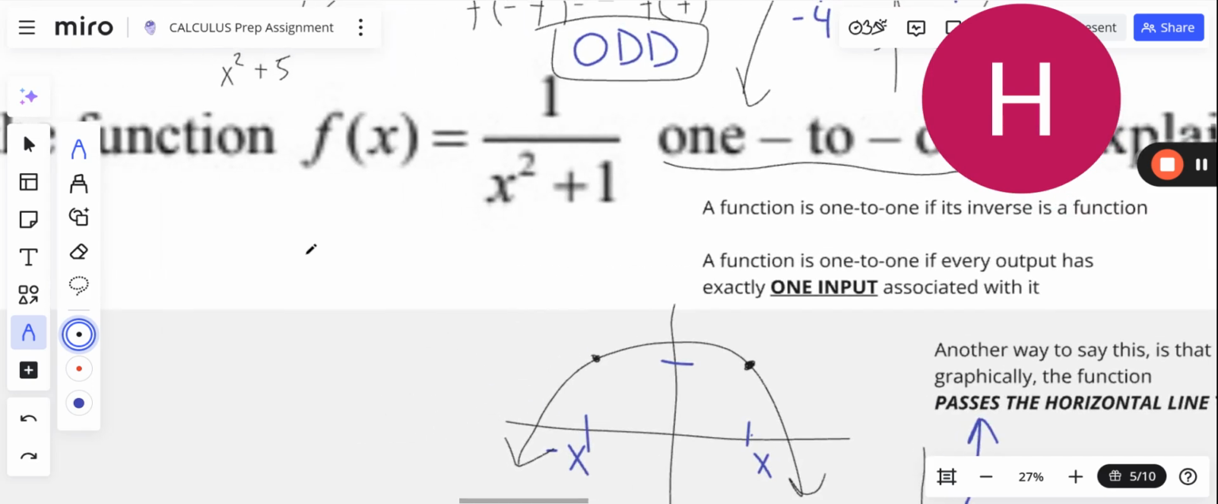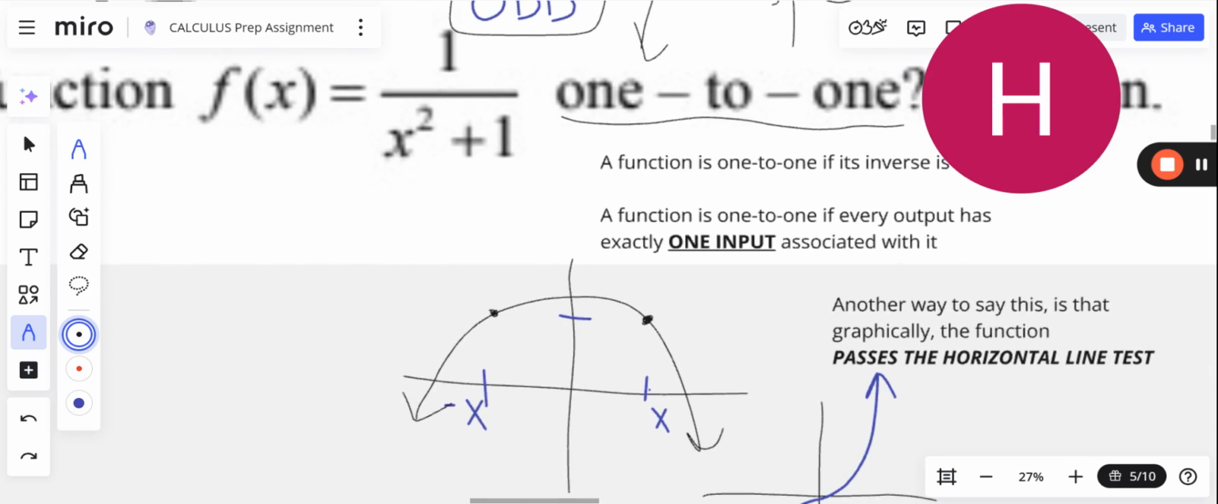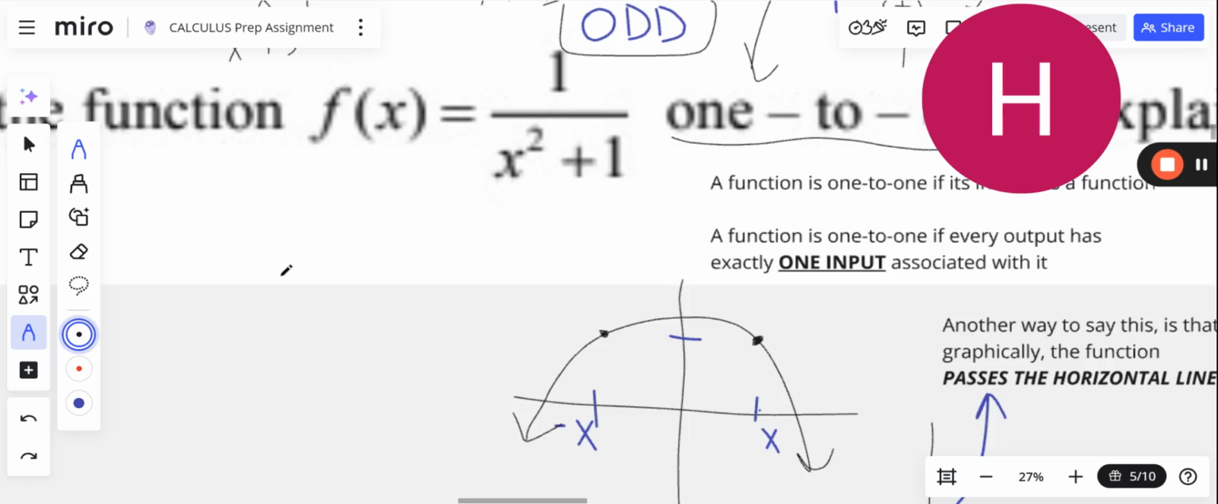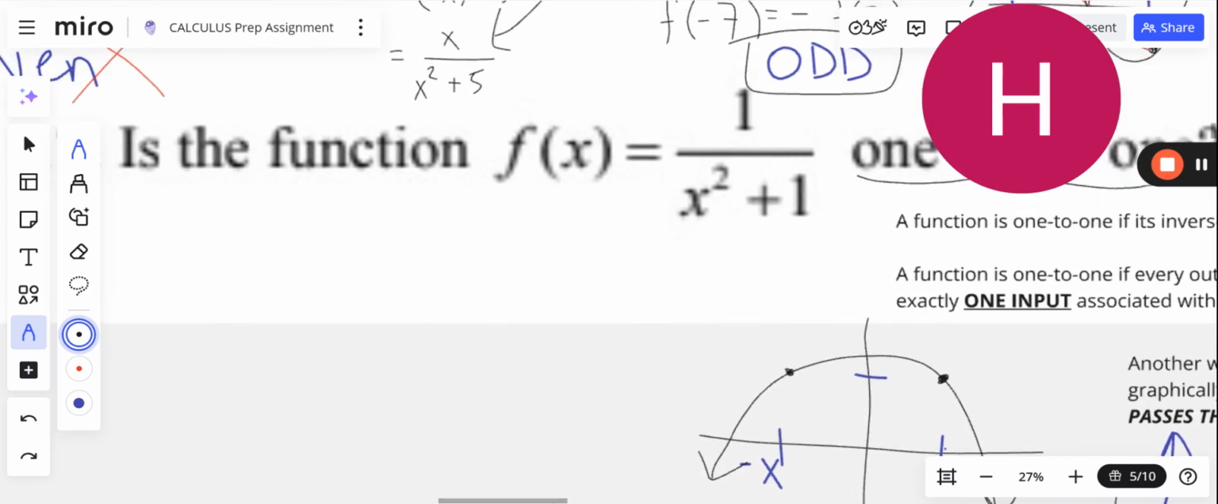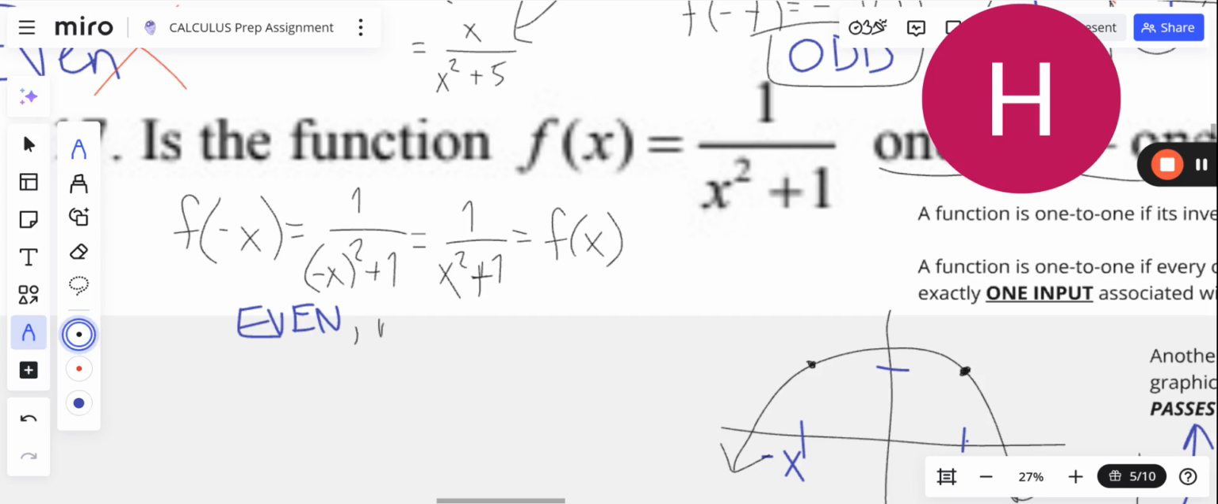So let's take a look at this. If this is 1-to-1, well, I just mentioned that if it's even, it's definitely not 1-to-1. So first let's check if it's even, because then we can answer the question right off the bat, but we'll still do a little more math with it. Let's plug in negative x, and if you do that, you get 1 over negative x squared plus 1. That's just going to give us 1 over x squared plus 1. That's the exact same thing as f of x. So if f of negative x gives me f of x, this is an even function, and even functions are explicitly not 1-to-1.